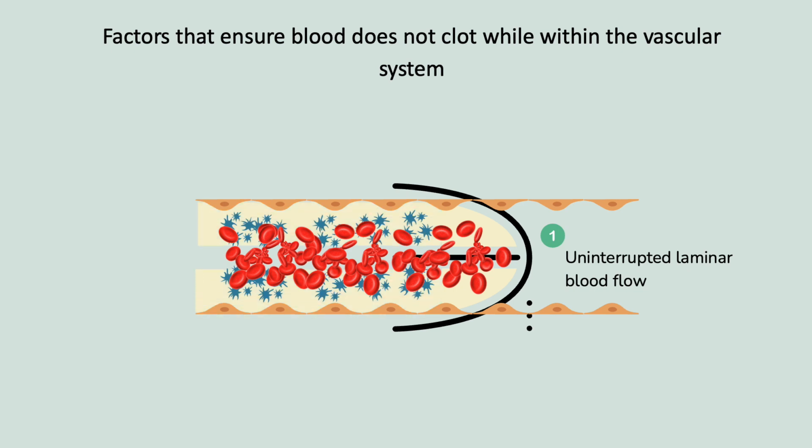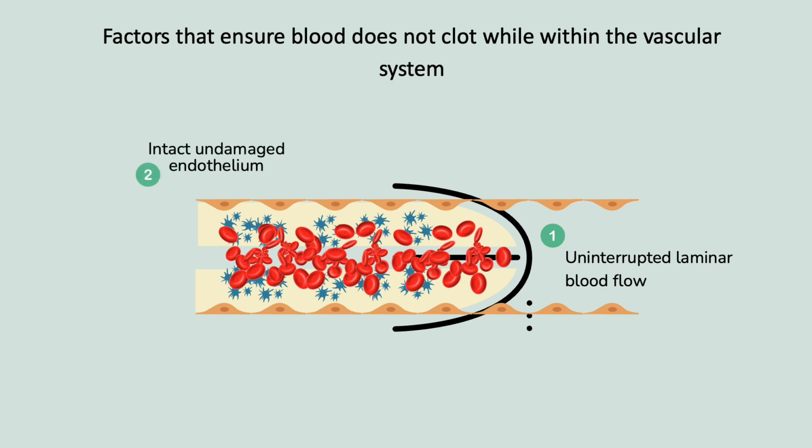In laminar flow, the plasma remains as the outermost layer that keeps in contact with the endothelial cells. As plasma contains various anticoagulant components, this close contact helps prevent the process of coagulation being initiated in the absence of endothelial injuries or cuts.